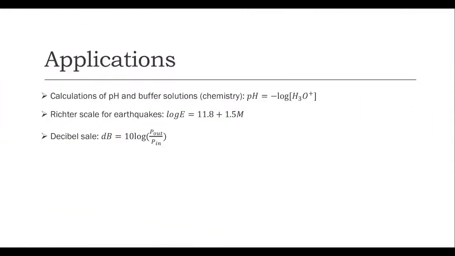So there are several different applications for natural logs, logs, and exponentials. In chemistry, they use logarithms for the calculation of pH and buffer solutions. The pH of a solution is calculated by taking the negative logarithm of the hydronium ion concentration. In the Richter scale, the scale used to calculate how strong an earthquake is, the logarithm of the energy released is equal to 11.8 plus 1.5 times the magnitude of the earthquake. Finally, in the decibel scale, the decibel is equal to 10 times the logarithm of the power out divided by the power in.